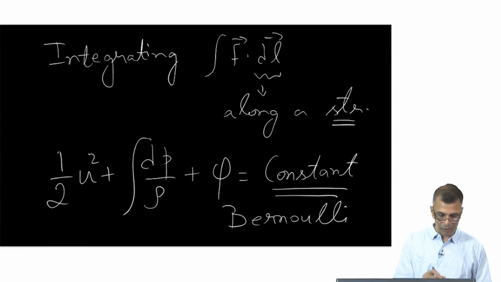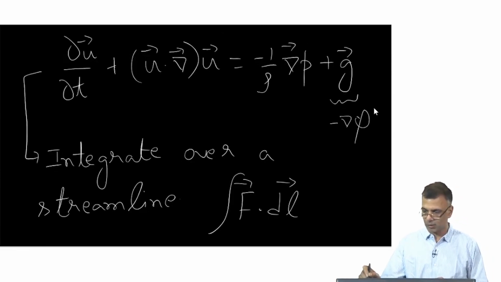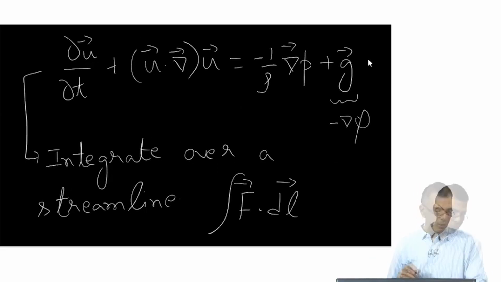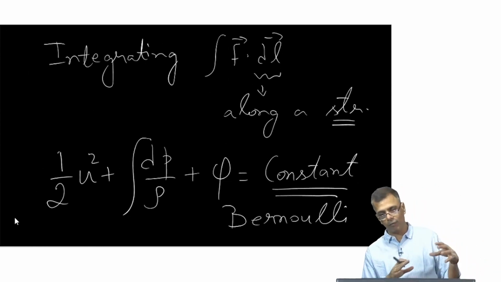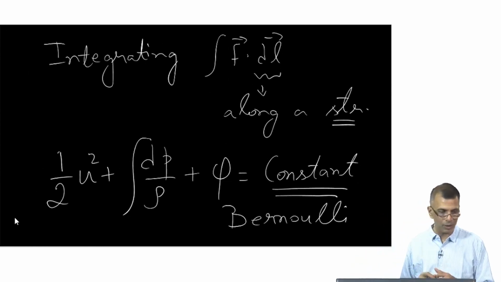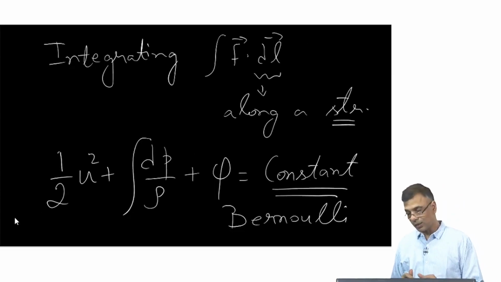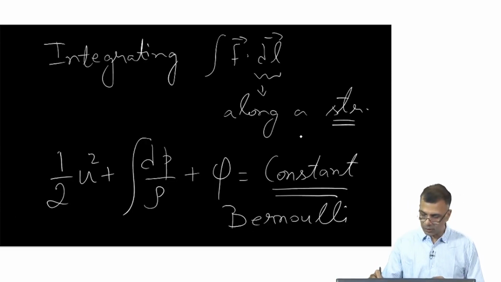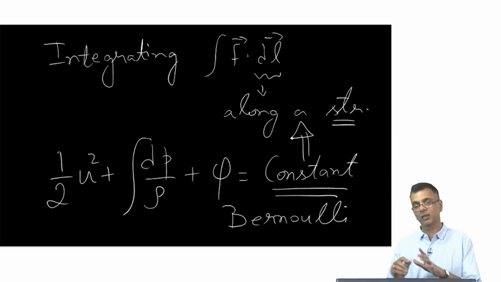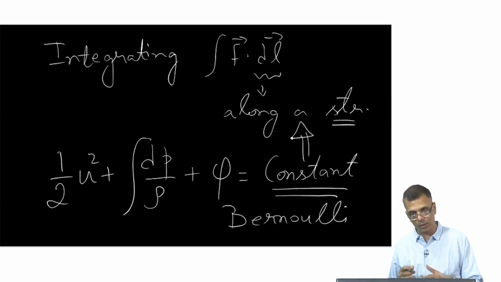So let's go back to this slide here. See, it's this. Okay, so you arrive at this result by integrating the force along a streamline, and you get the Bernoulli constant. And the other thing is, this is constant along a streamline. It is one constant along one streamline, it's another constant along another streamline. So I want to emphasize that.